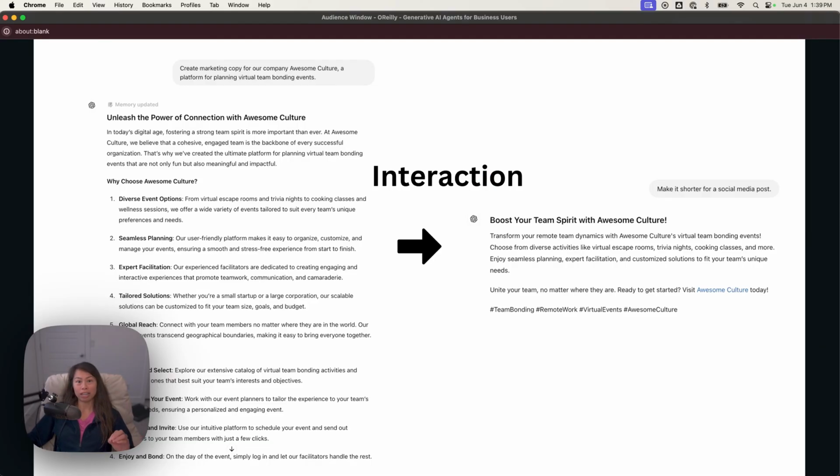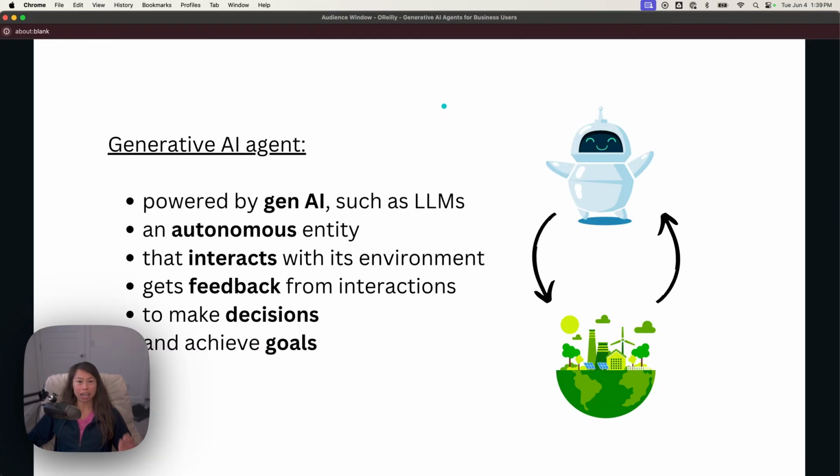Now, the key point here is that this interaction between me and ChatGPT is what leads to better answers, aligned with what I'm looking for and what I need. But ChatGPT didn't arrive at this better answer autonomously. I still had to tell ChatGPT what to change. So in contrast, generative AI agents are autonomous. That means they work without human intervention.